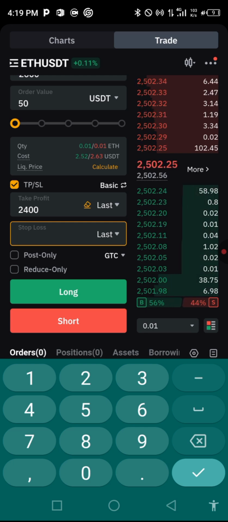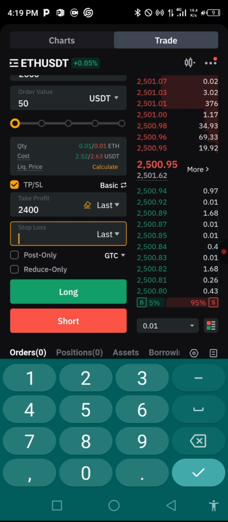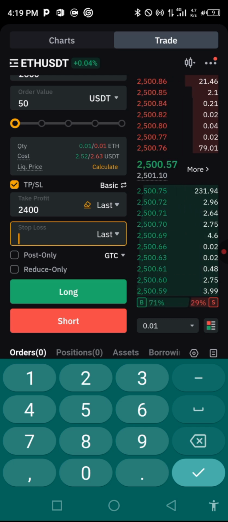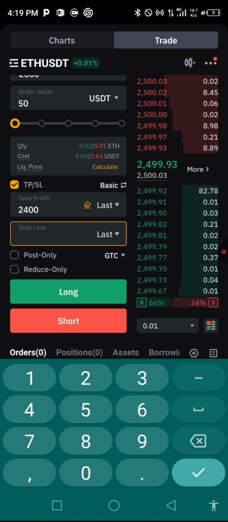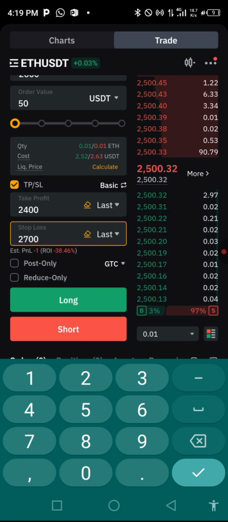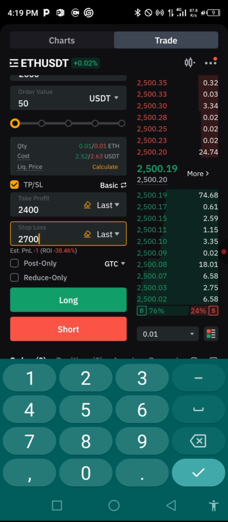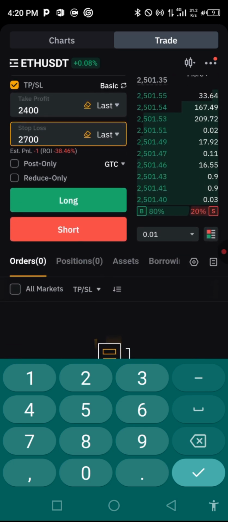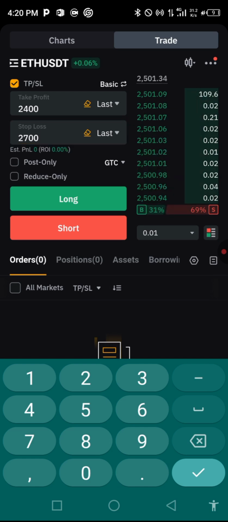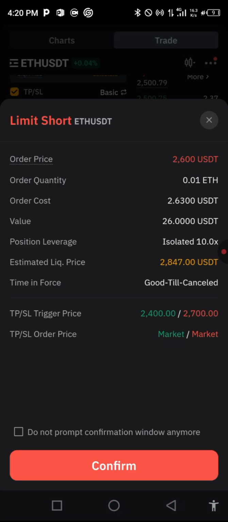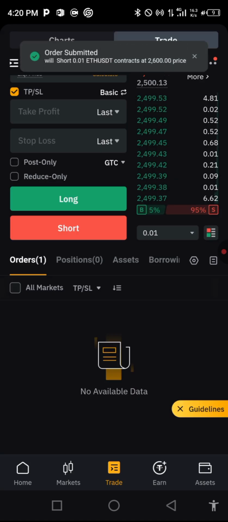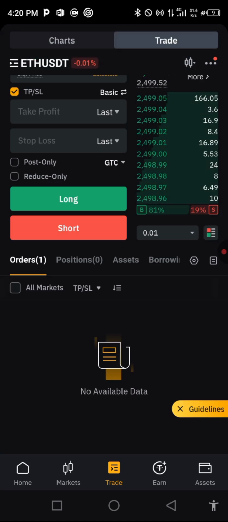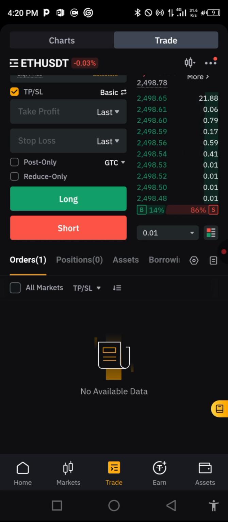So at this point, I want the market to actually short me out, right? At the same time, I'm also telling the market that if it hits 2,600 and still goes up to 2,700, the market should take me out, because I don't want to lose more than that. So just click on short, then click on confirm. So I am in the market, right? That is how to place a buy order and a sell order. It's very, very simple, right?